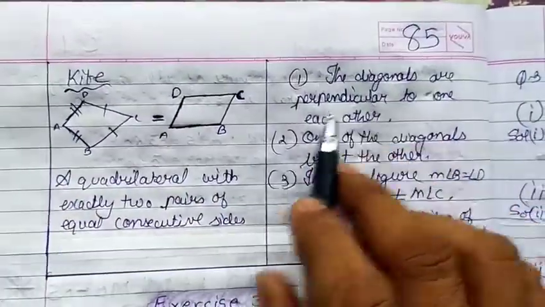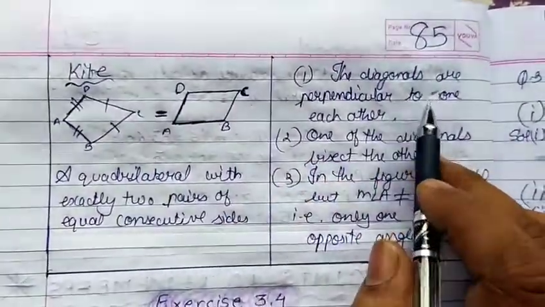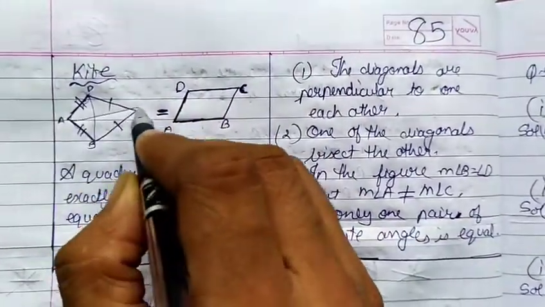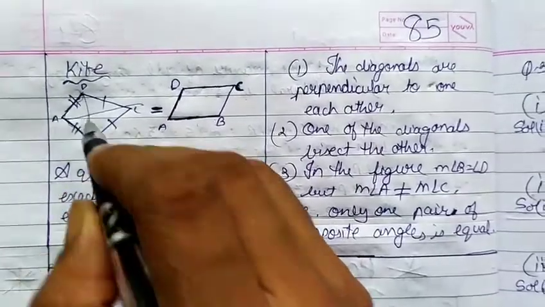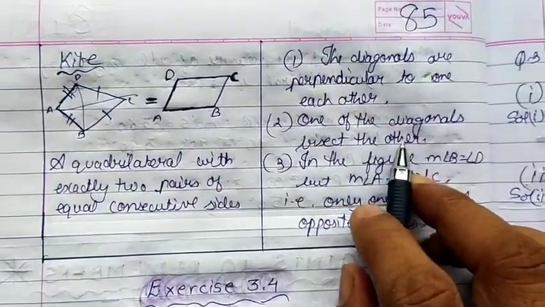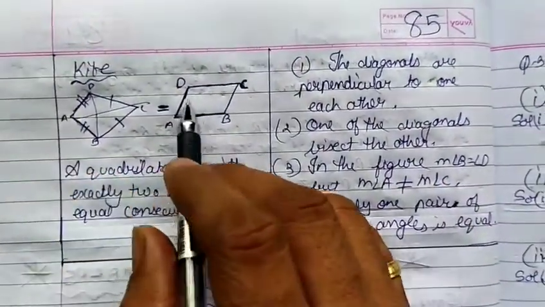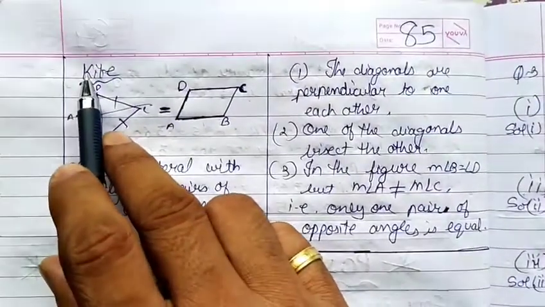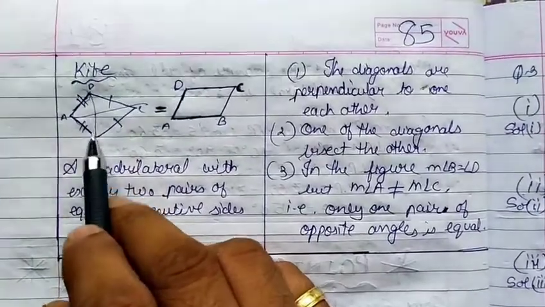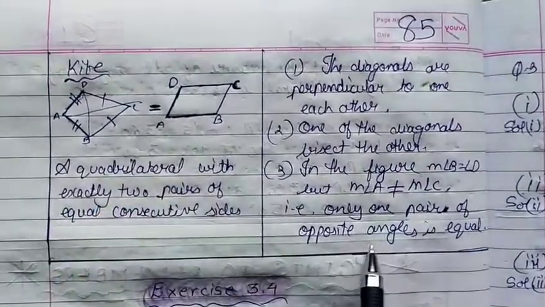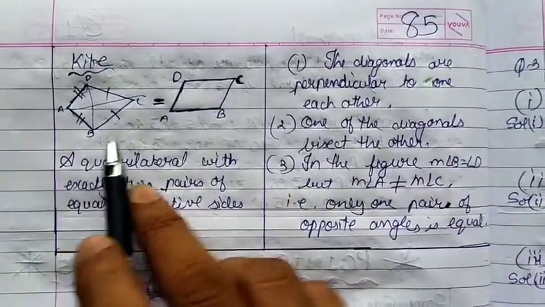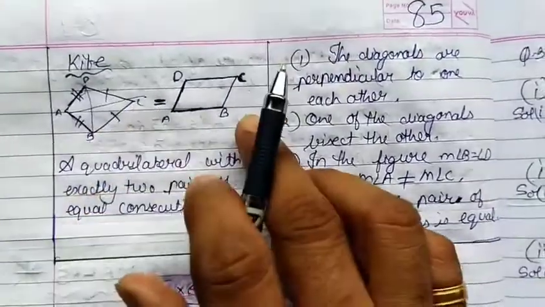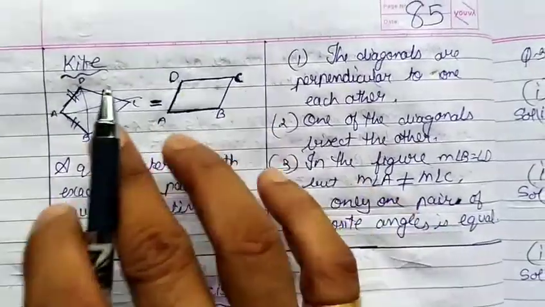Diagonal properties of this kite: the diagonals are perpendicular to each other, meaning they cut at 90 degrees. One of the diagonals bisects the other. In the figure, angles B and D are equal, but A and C are not equal. Only one pair of opposite angles is equal, and here both pairs of opposite angles are equal. Through this property we can say that a kite is a parallelogram, but a parallelogram cannot be a kite.